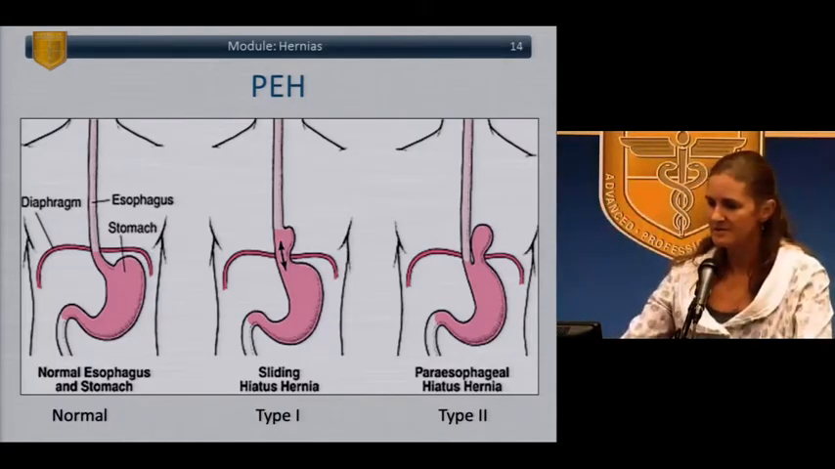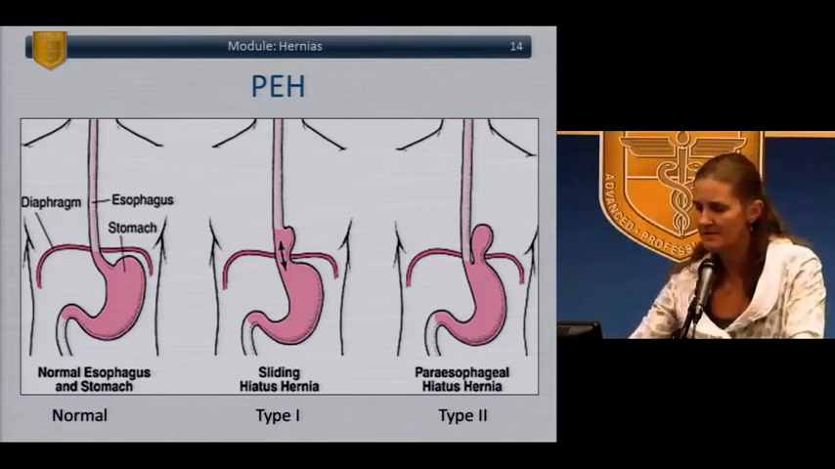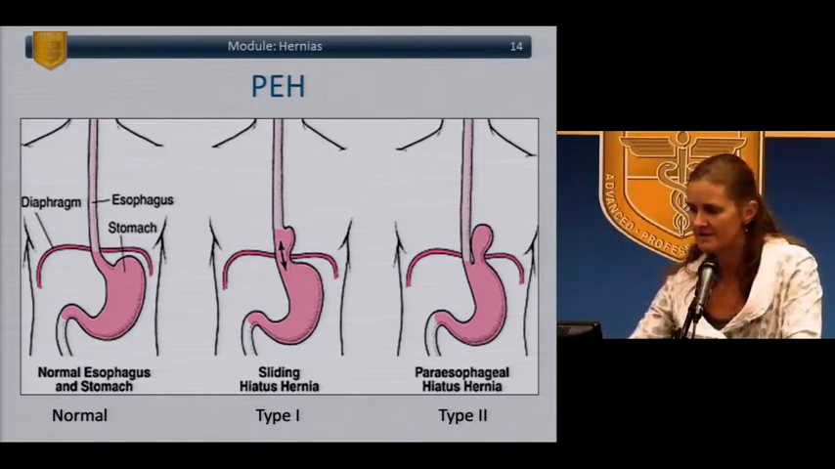This gives you a good schema of taking a look at what's normal, which is there on the left. And then in the middle here, you can see this is a sliding where sometimes the fundus is up above the diaphragm and other times it's down below. So that would be sliding. And this is the true type 2 paraesophageal, where the sphincter remains below the diaphragm, but the stomach is herniating alongside of it.